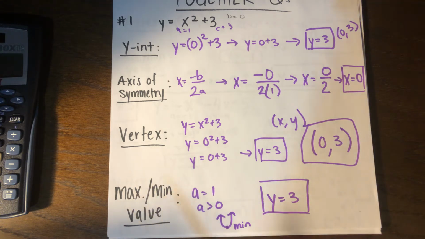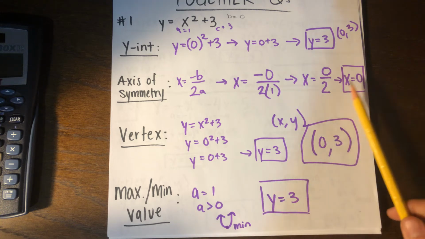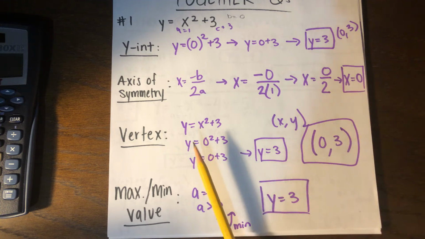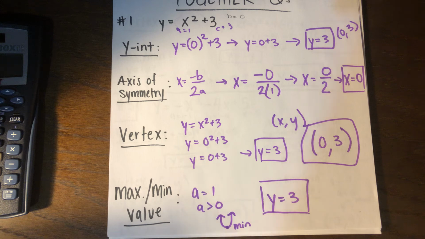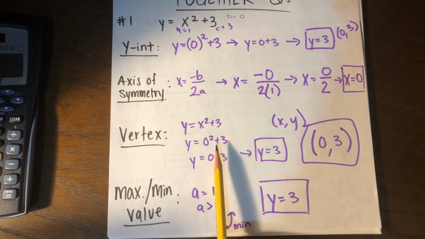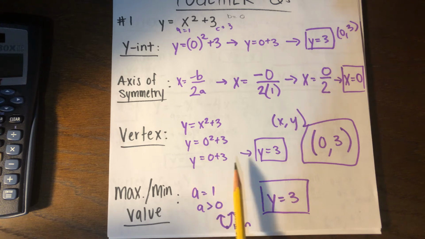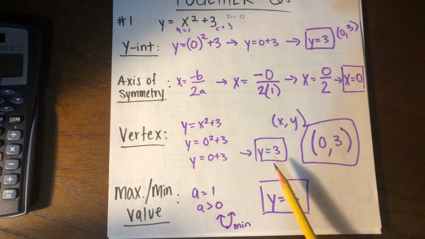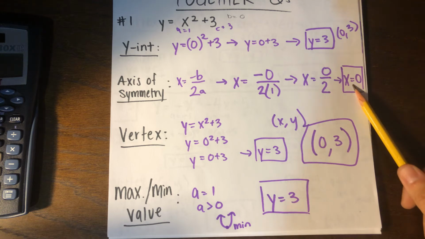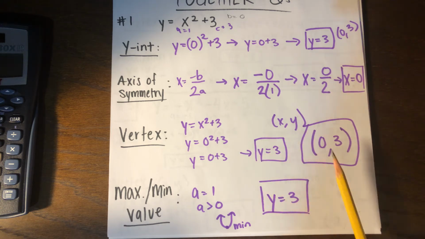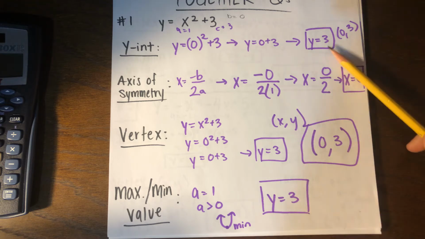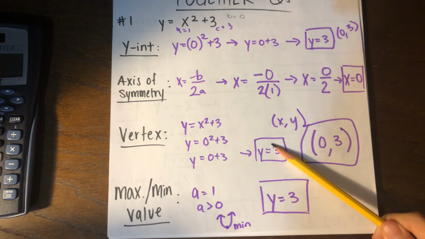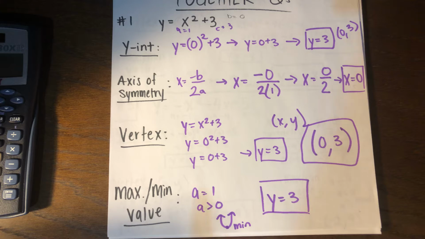When it comes to the vertex, you're going to plug in whatever value this is, okay? You're going to plug it back in to the equation. So I get y equals 0 squared plus 3, or y equals 0 plus 3, so y is 3. My y-coordinate is 3, so I take my x-coordinate and my y-coordinate to make my vertex, which is 0, 3. Okay? Don't just assume that whatever my y-intercept is, that's going to be my vertex y too. That's not the case all the time, just in this case.